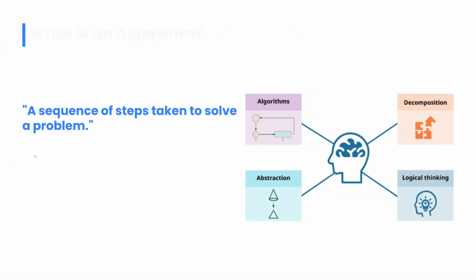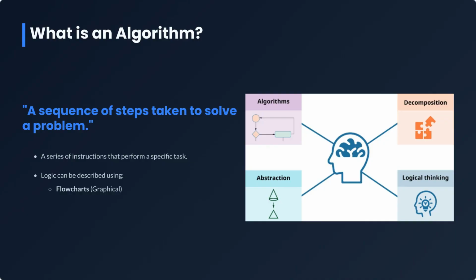An algorithm is a sequence of steps taken to solve a problem. It consists of a series of instructions that perform a specific task. We can describe logic using flowcharts, which are graphical, or pseudocodes, which are textual.